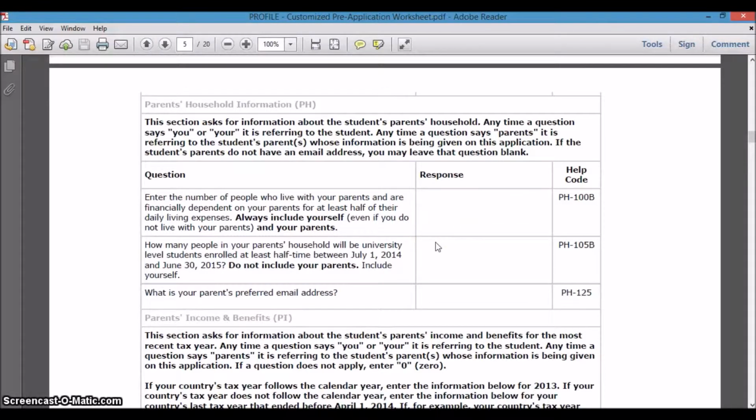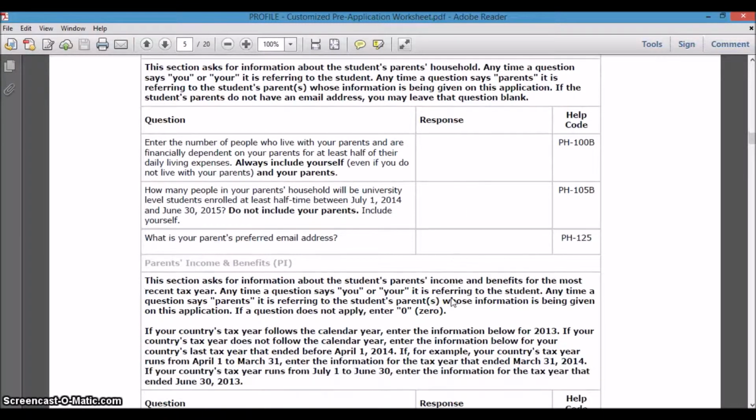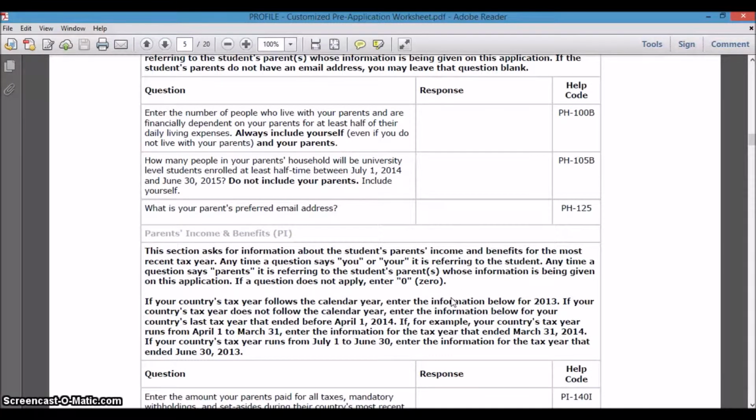The second question was obviously how many people in your parents' household will be university level students. It says here to not include your parents, so if you have brothers or sisters that are going to be university students, then you will include that number here, and you'll answer your parents' email address in the next section as well. Okay, so the next section is the parents' income and benefits section.